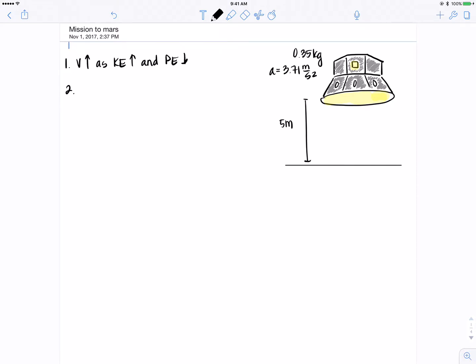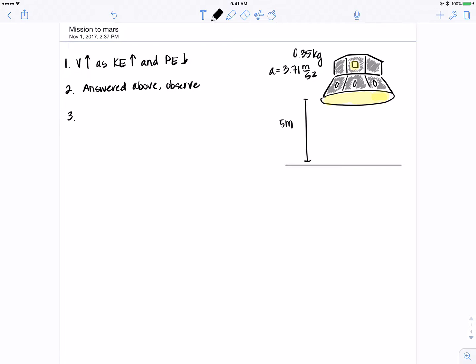Question 2, as the lander falls, which types of energy increase and how do you know? Well, answered above. And the way that you know this is you can observe the lander actually getting faster.